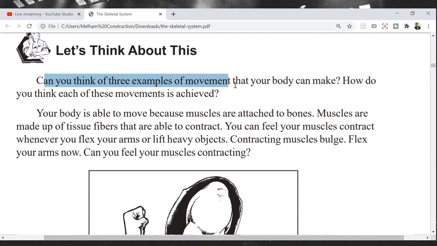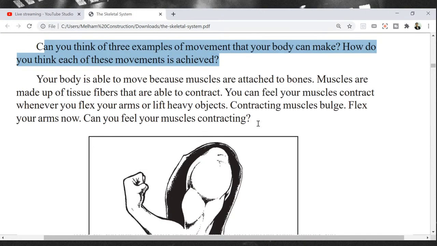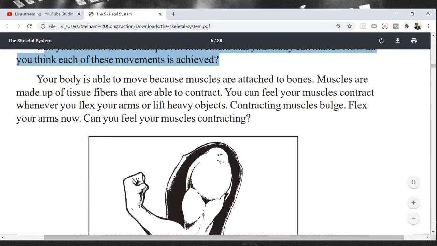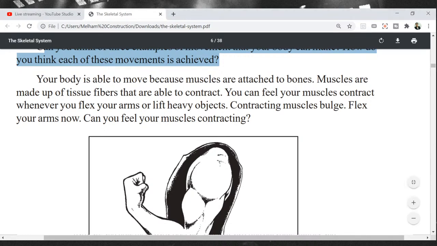Can you think of three examples of movement that your body can make? How do you think each of these movements is achieved? Sige, isip kayo ha. Bigyan ko kayo ng 15 minutes. Isip kayo ng tatlong movement ng katawan ninyo na nagagawa ninyo, at tingnan ninyo paano siya gumagalaw. Paano ninyo na-achieve yung paggalaw na yan. Pakichat ninyo naman. Running. Ano yung explanation? Kailangan may explanation. Okay, bigyan ko kayo ng 15 minutes.